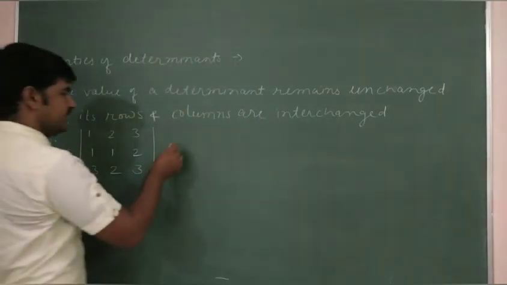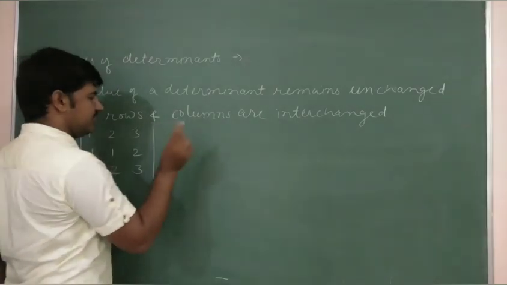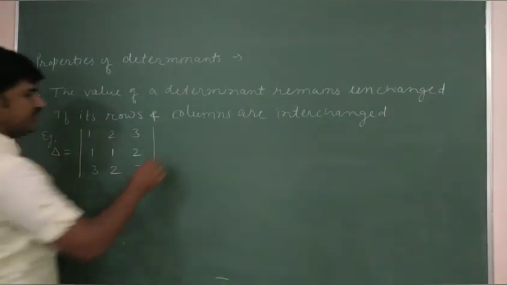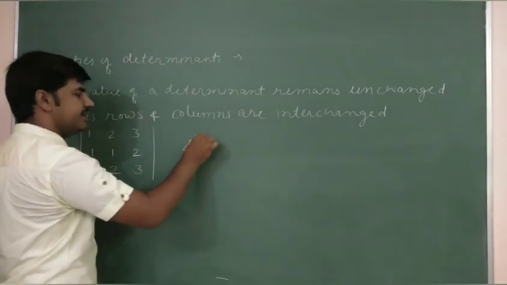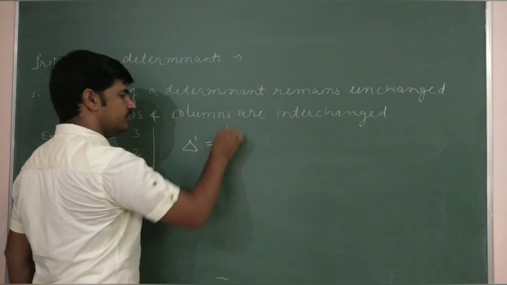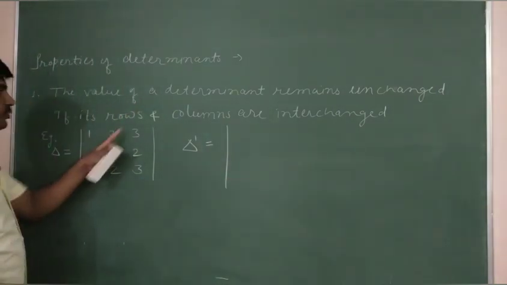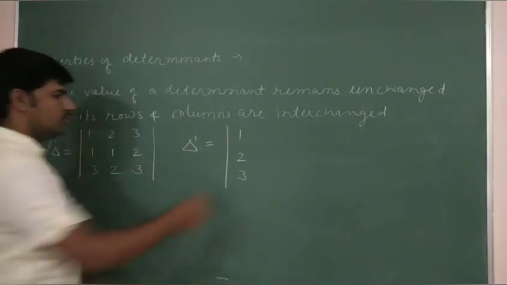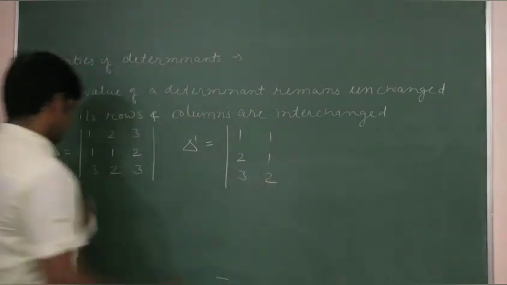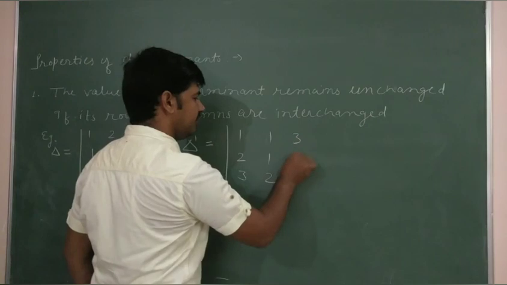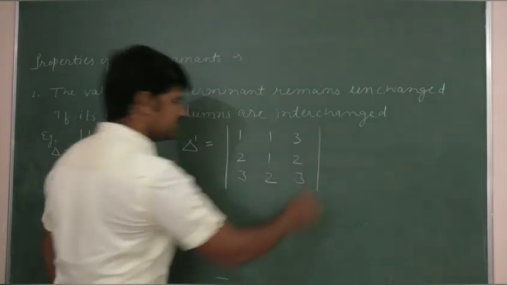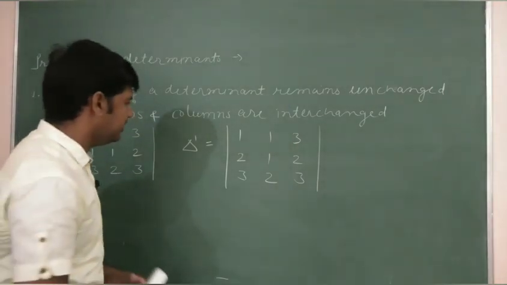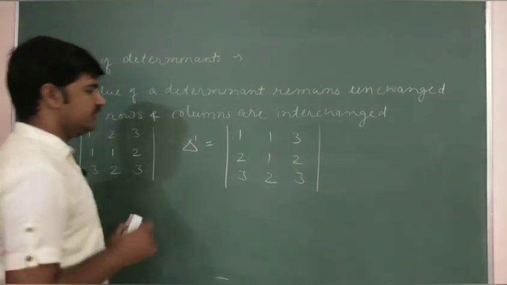Now students, I am taking another determinant, and I may name it as del dash, and that is equal to 1 2 3 as the first row, 1 1 2 as the second row, and 3 2 3 as the third row. What I have done is I have interchanged the rows and columns of this particular determinant, and now I will check what is the value of this particular determinant.